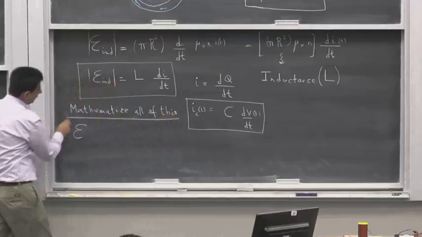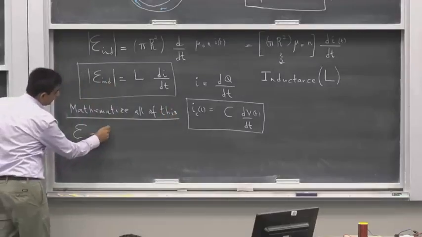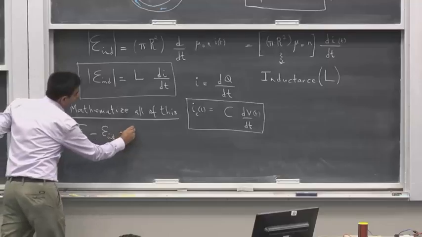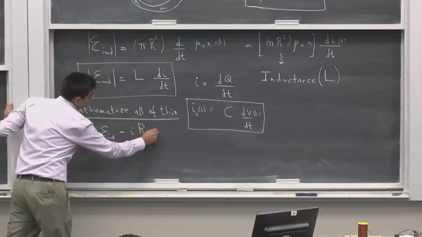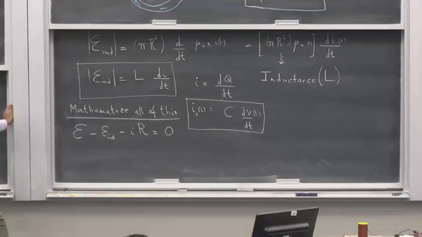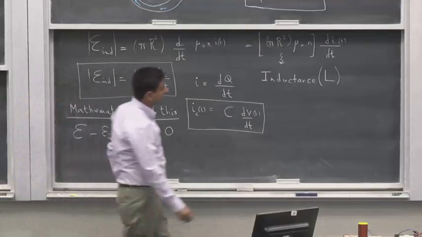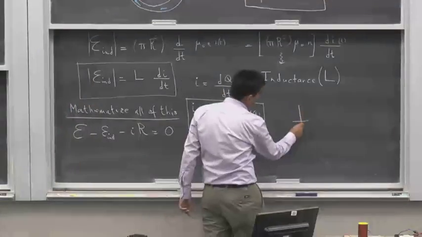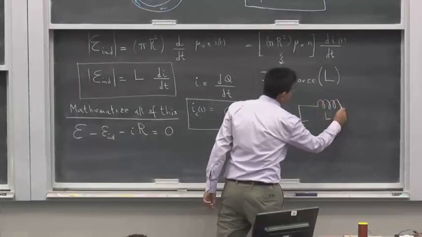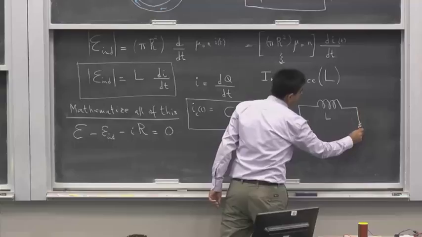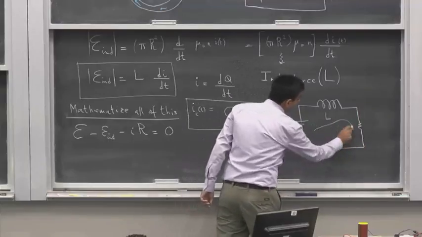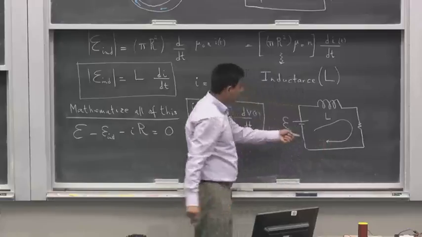Further, so E minus E induced minus IR equals 0. You go around this circuit, alright, let me draw the circuit again. You have an inductor, L, and a resistor. This is the EMF. You go around this circuit in this path, the voltage increases.